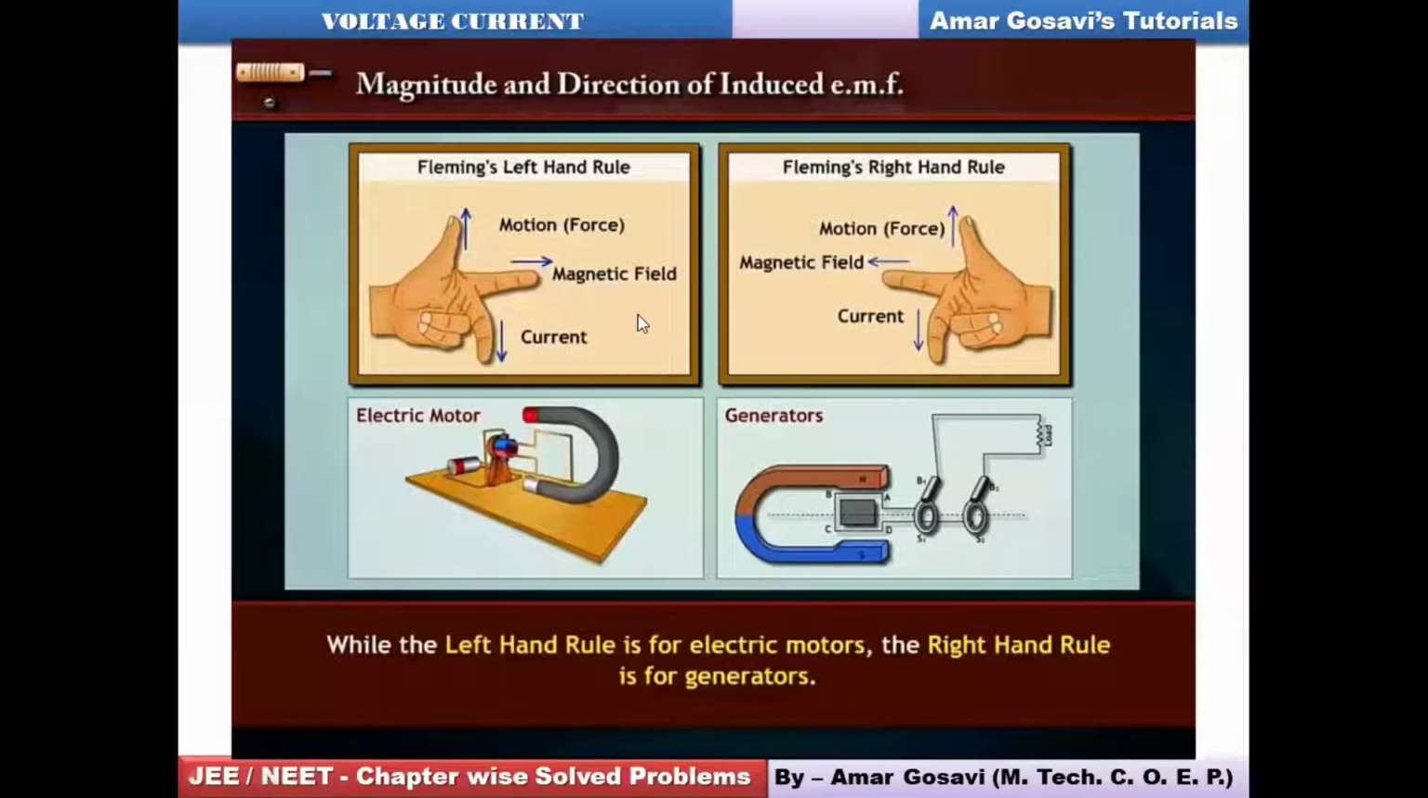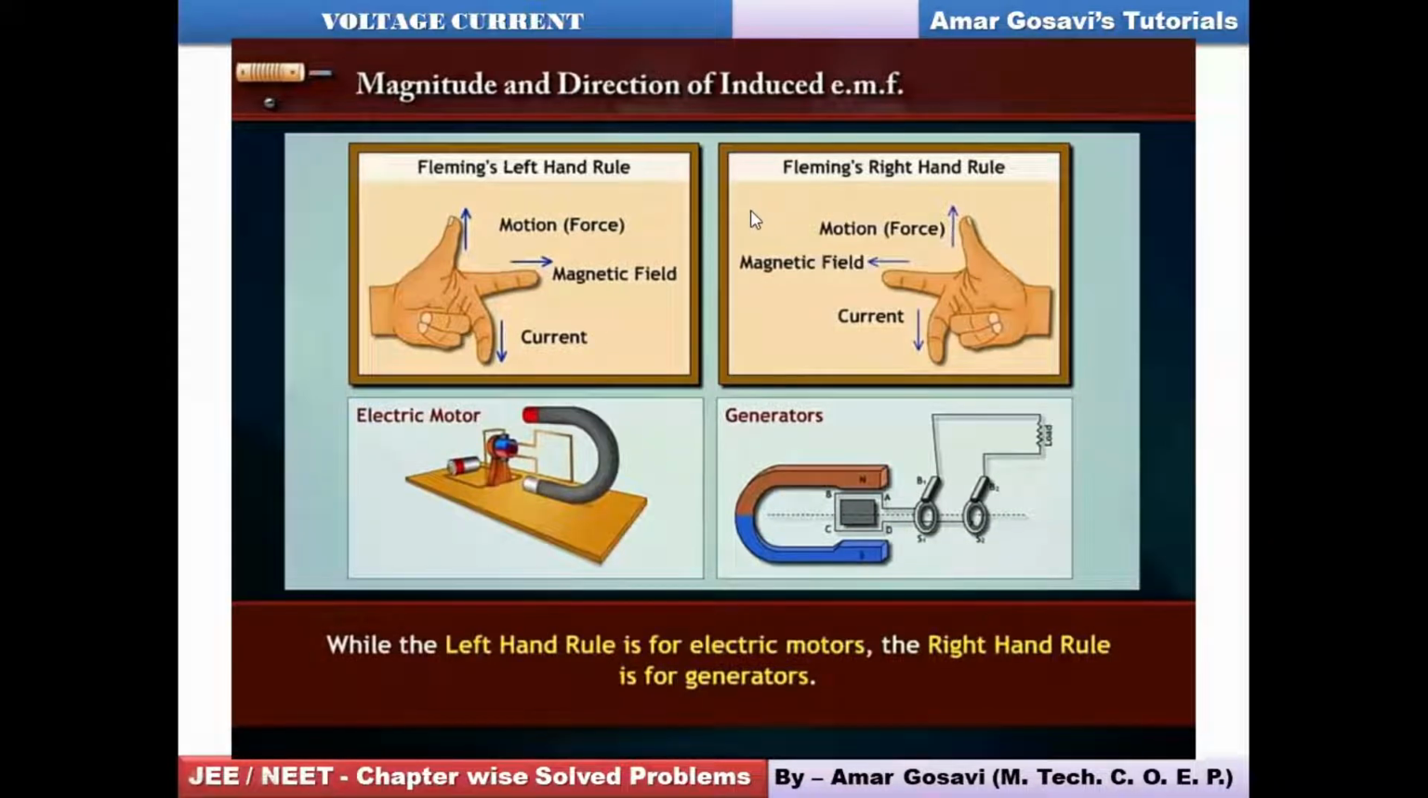Okay, friends. So here you can have a quick comparison between the magnitude and direction of induced EMF. In magnetic effects of electric current, we have seen Fleming's left-hand rule. This is the concept which leads to the working of an electric motor. In Fleming's left-hand rule, the thumb of the left hand represents the force or the motion. The index finger gives you the magnetic field, and the central finger gives you the current.